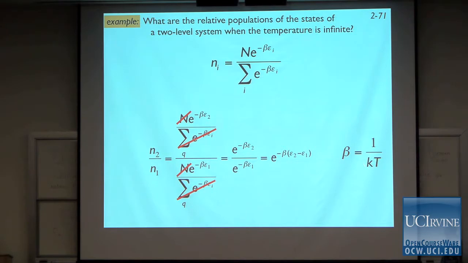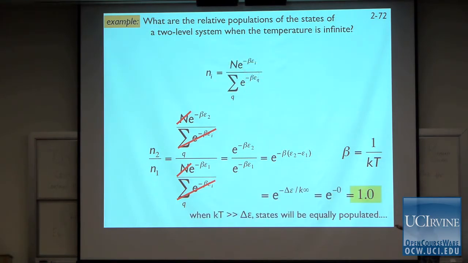Remember, beta is 1 over kT, where k is Boltzmann's constant. If I want to calculate this, I just plug in 1 over kT, but I said T is infinite. That's what that symbol is supposed to represent. So if the denominator here becomes very large, I'm going to have e to the 0. e to the 0 is 1. So what we conclude is that the population in these two states will be equal.